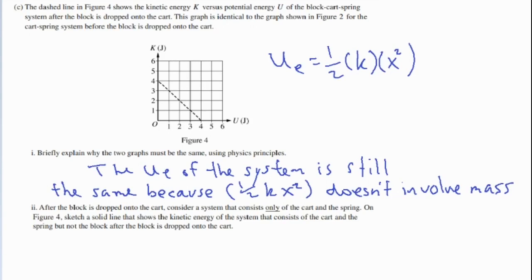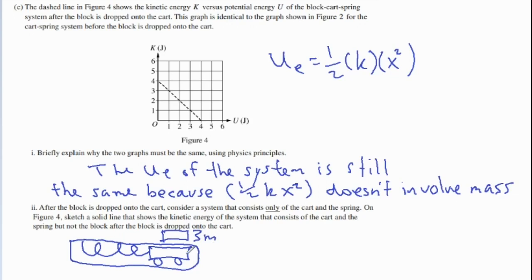Now, after the block is dropped onto the cart, consider a system that consists only of the cart and spring. So let me try to picture this. So we have a spring, and then we have the cart, and it's just this system, and then not the 3M that's dropped on top of it. Okay, so even though a drawing is potentially very basic or simple, the more visuals you have, the more chances you'll get cued into some correct ideas. So let's go back and read this again.